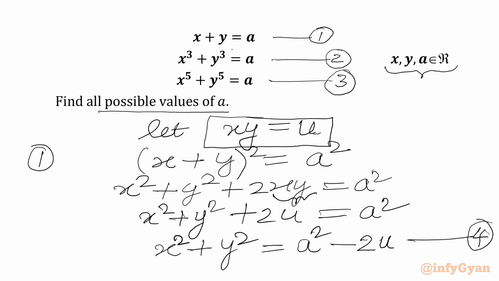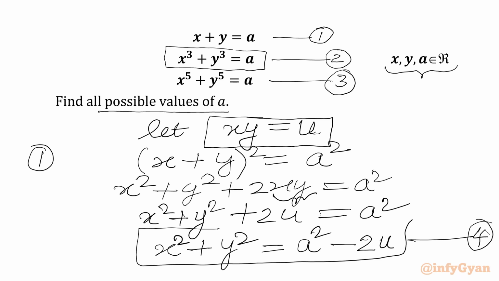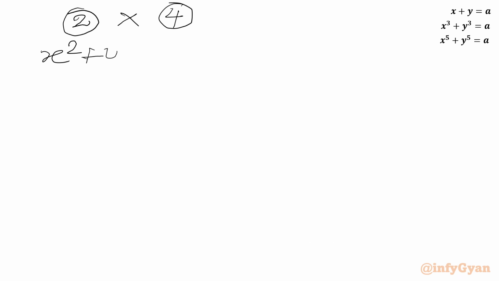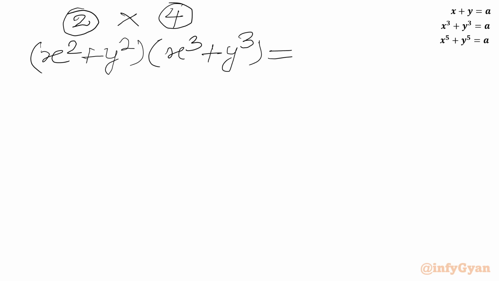Now we are going to multiply equation 2 with equation number 4. Let's multiply. We'll write here equation 2 times equation 4. So in LHS, we will write x square plus y square, then we will write LHS of our equation, which is x cube plus y cube. In RHS, we'll be writing a square minus twice u, and x cube plus y cube is a.